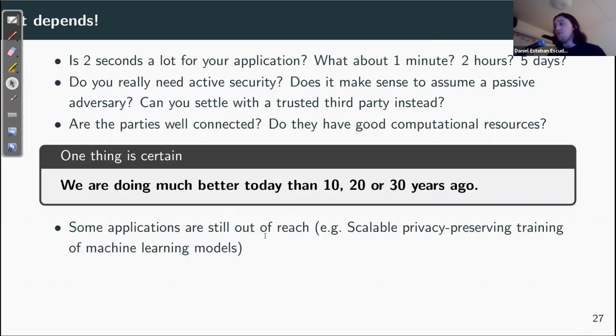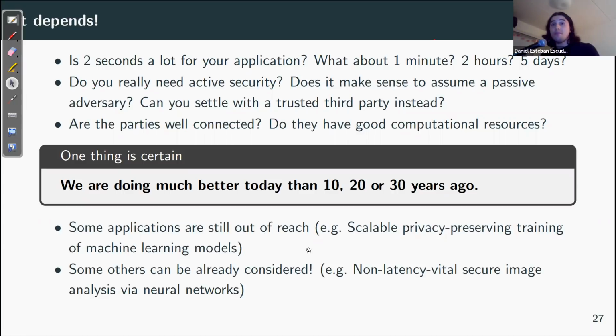So for example, if someone from a very ambitious company tells you, I want an MPC protocol to train a very complex machine learning model on hundreds or millions of data points, I can tell you, no. Hopefully I will be watching this talk some years later and say, oh yeah, I just said no, but now today we can do it. But today we cannot do it. But some other applications can already be considered.